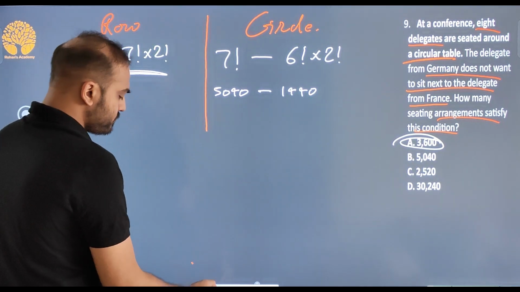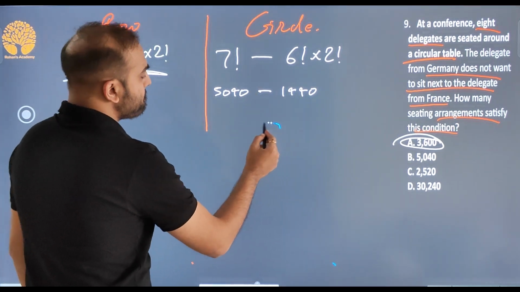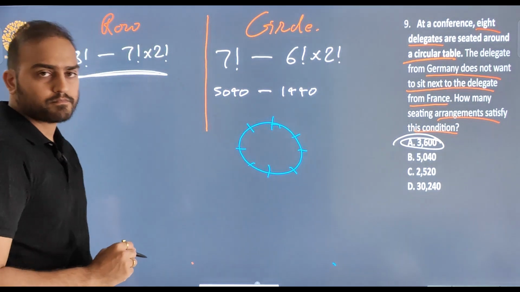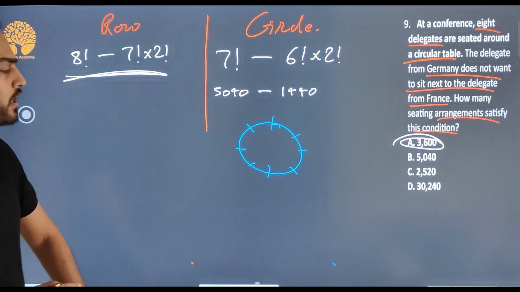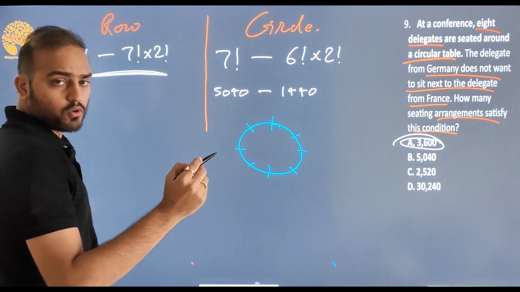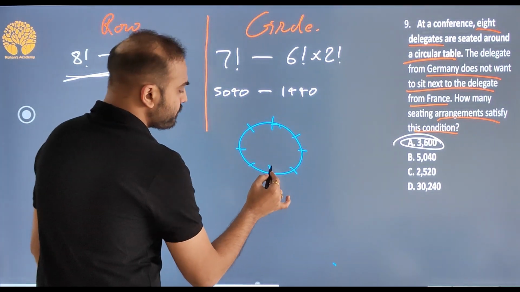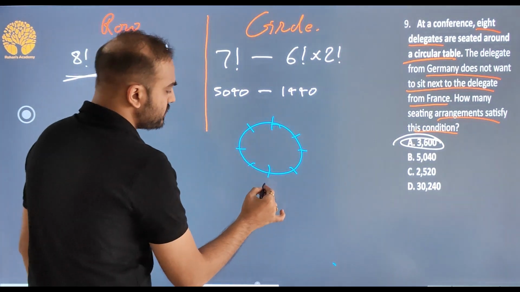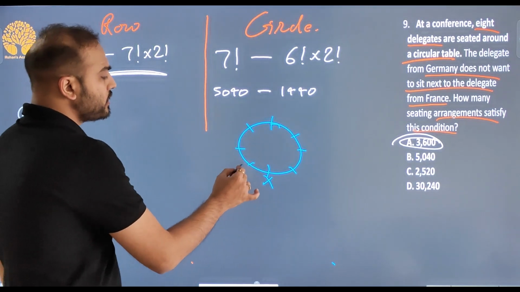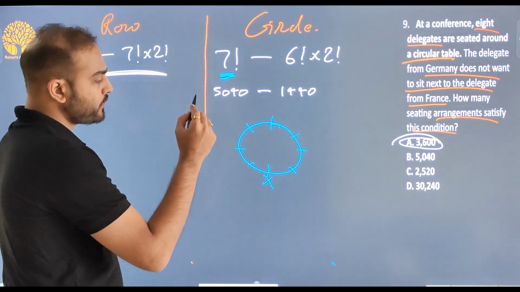So see, I have 8 spaces. One of these delegates, apart from the Germany and France one, I fix one of those delegates. Say delegate X will always sit here. So now what is happening? Now I have only 7 people left. That is why the total is 7 factorial, right?